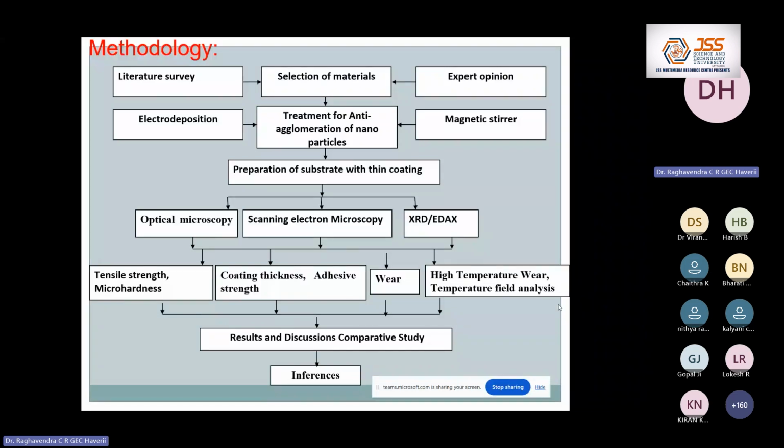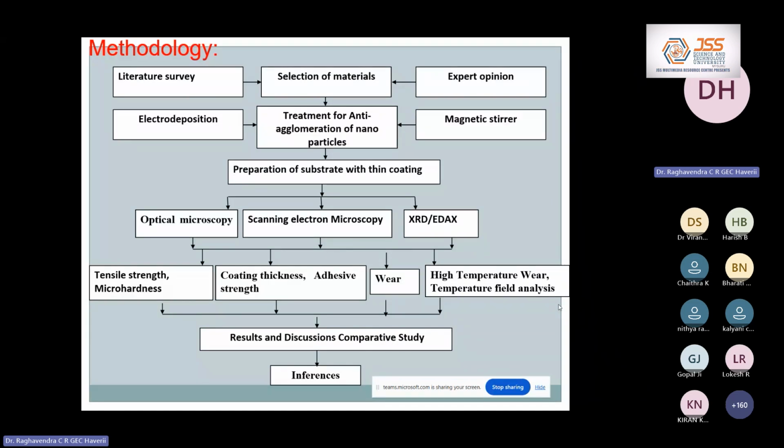This is mandatory, whichever coating technique you take: anti-agglomeration of nanoparticles. As I've already told you, as the size keeps decreasing, it is quite difficult for them to have good flowability. If you take a plasma spray coating, it has to have good flowability. So the agglomeration has to be avoided. This is a great drawback or challenge whenever we use nano-size particles. Then the preparation of the substrate is needed.